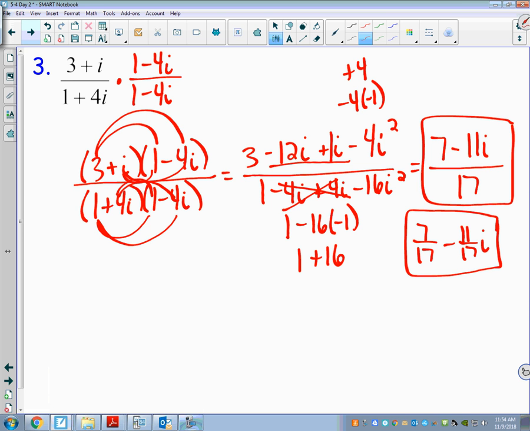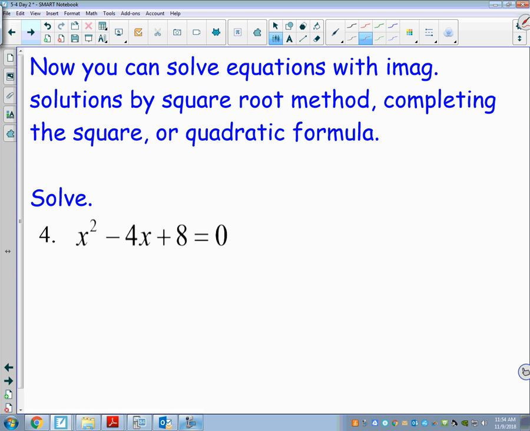So why do we have imaginary numbers thrown in this quadratic section? Because now we can solve equations that have imaginary solutions, meaning up to this point, you have said this has no real solution, but now we can actually solve them, okay?